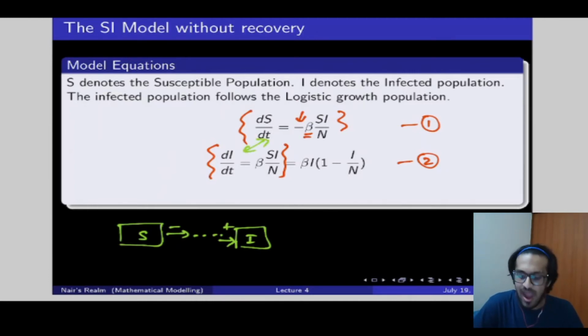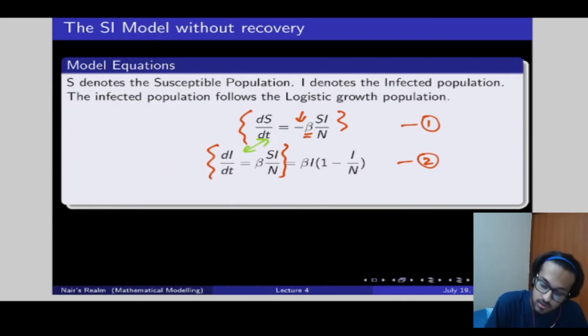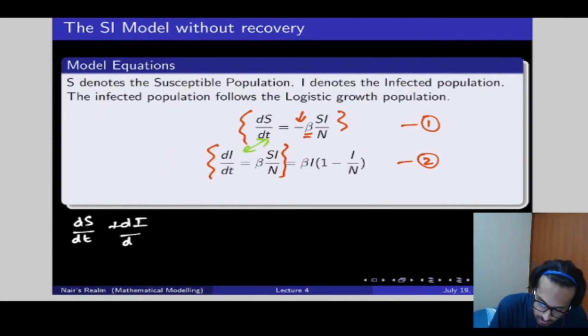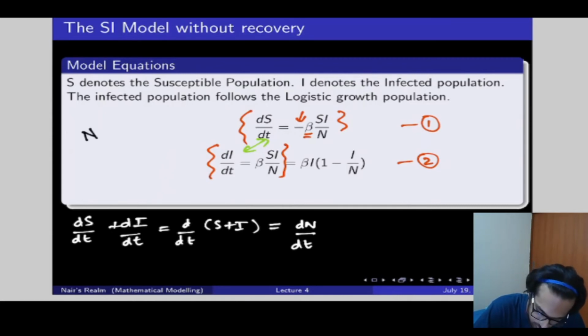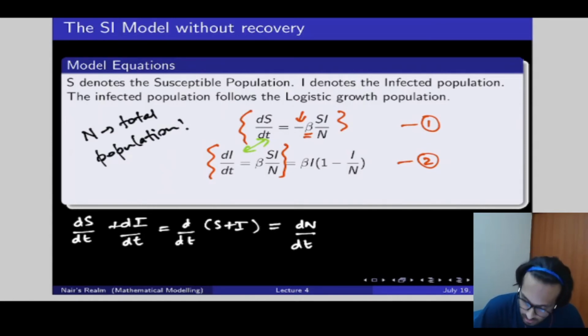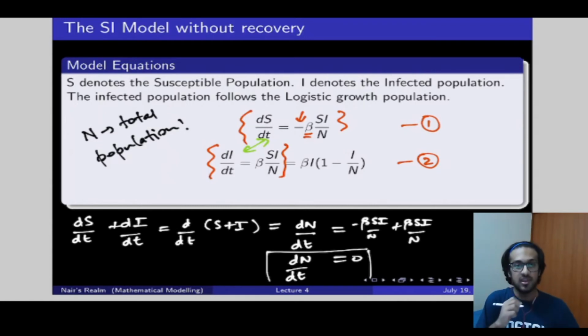Now, clearly these two equations, if I add dS by dt plus dI by dt, what do I get? I get 0. Maybe I should write this a bit more clearly because this is very important. So dS by dt plus dI by dt is equal to nothing but d by dt of S plus I, because that's essentially the additive rule of differentiation. That is equal to dN by dt. N is the total population, like I mentioned in the previous slide. And this is actually equal to minus beta S I by N plus beta S I by N, which is equal to 0. So we've seen that dN by dt, the rate of change of population, is 0. What does that mean? That means the population is constant.